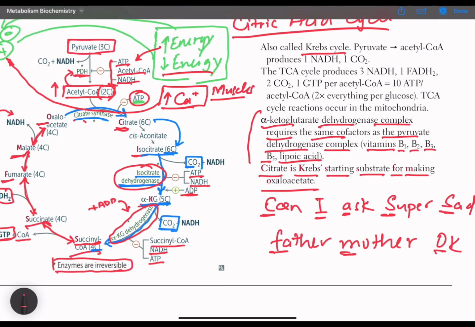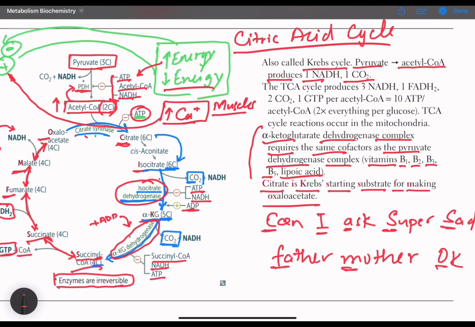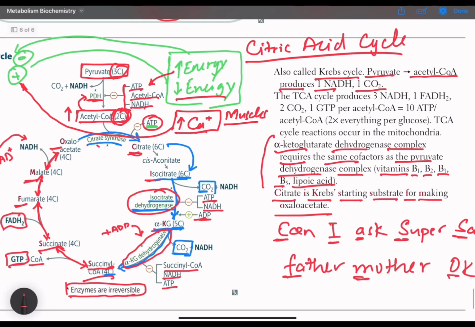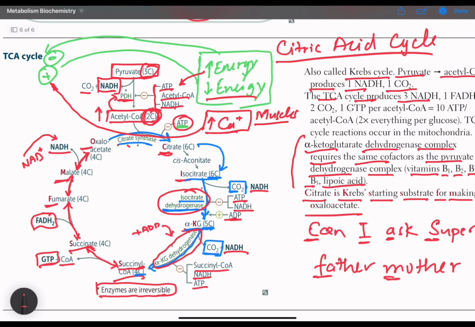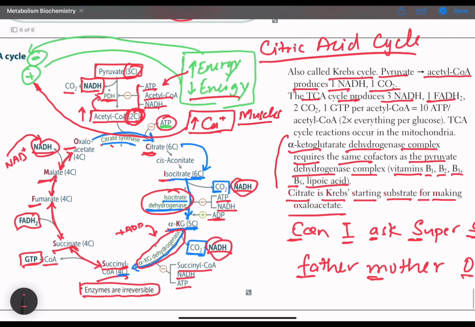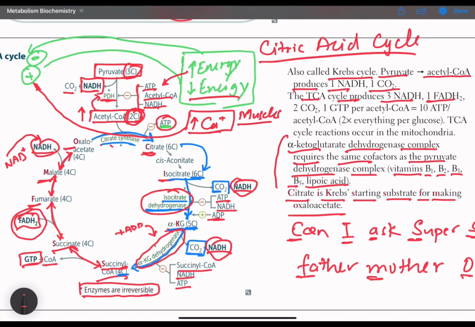So before the Krebs cycle, pyruvate converted into acetyl-CoA produces 1 NADH and 1 CO2. So the conversion of 3 carbon pyruvate into 2 carbon acetyl-CoA releases 1 NADH as well as 1 CO2. Then the TCA cycle produces 3 NADH, 1, 2 and 3. So 3 NADH are produced, along with 1 FADH2, 1 molecule of GTP and 2 molecules of CO2 per acetyl-CoA.